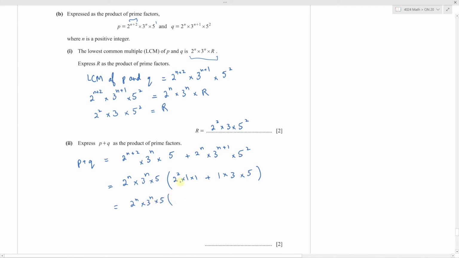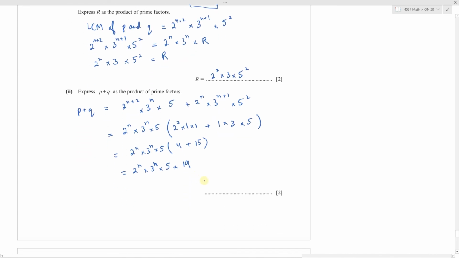So this will be 2 square 4, 4 times 1 and then 4 times 1. So I have 4 plus 5 threes are 15. So this will be 19. So this will be 2 power n into 3 power n multiplied by 5 multiplied by 19. And 19 is a prime factor. So we don't need to factorize this any further. So your answer is already in terms of prime factors, which is 2 power n multiplied by 3 power n multiplied by 5 multiplied by 19.